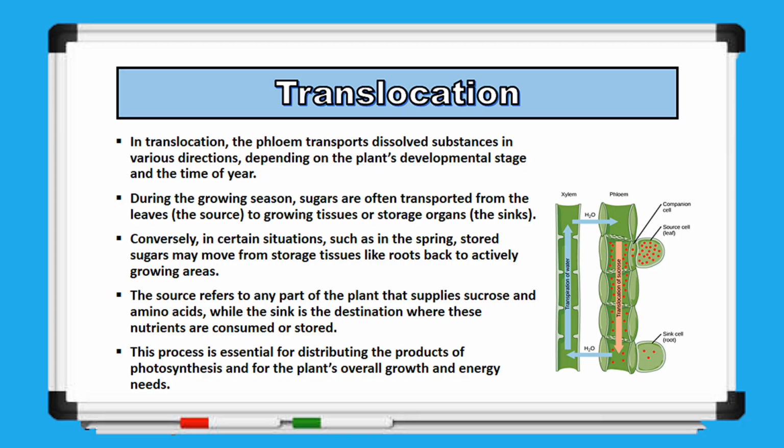But in some cases, like in spring, sugars that have been stored in the roots or other storage tissues can move back to actively growing areas to support new growth. So, the source is any part of the plant producing sucrose and amino acids, while the sink is where these nutrients are used or stored. This process is really important because it ensures that the products of photosynthesis reach every part of the plant that needs energy or building materials, supporting growth and overall health.